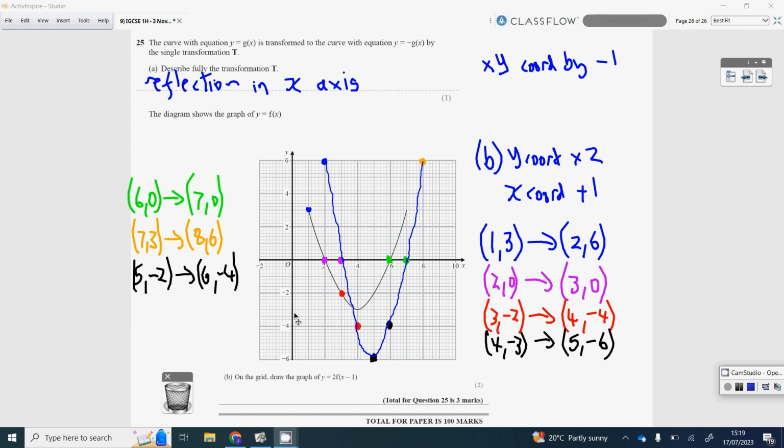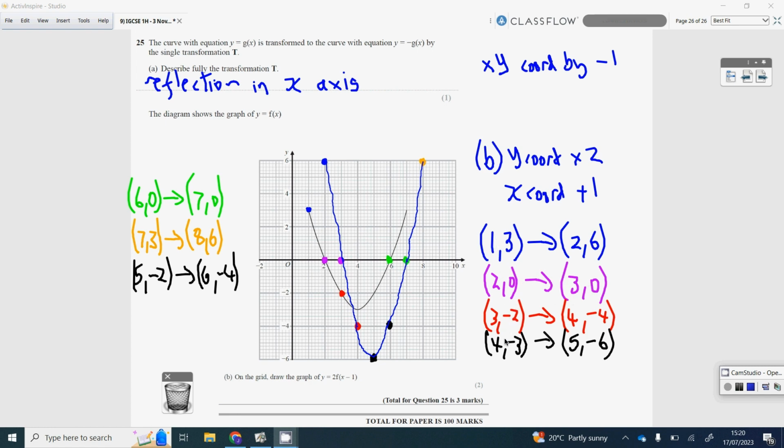Now, for part B, similar idea. The 2 is outside the bracket, so that does, as you would expect, affect the y coordinate. So we're going to be doubling all the y coordinates. Anything inside the function, inside the bracket, affects the x coordinates opposite to what you would expect. So we're going to be adding 1 to all the x coordinates. So I'm just going to go along all the key points on the curve I've been given and making sure that I double the y coordinates and I add 1 to the x coordinates. So 1, 3 becomes 2, 6, 2, 0 becomes 3, 0, and so on.